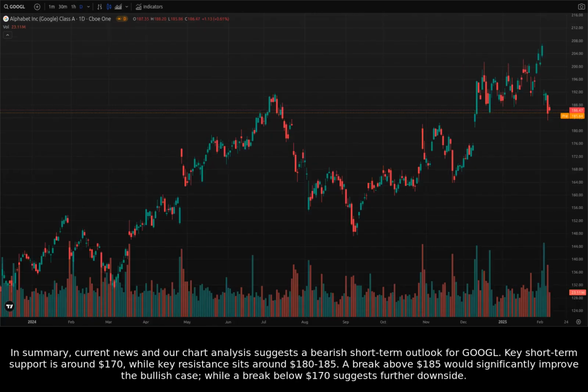In summary, current news and our chart analysis suggest a bearish short-term outlook for Google. Key short-term support is around $170, while key resistance sits around $180 to $185. A break above $185 would significantly improve the bullish case, while a break below $170 suggests further downside.